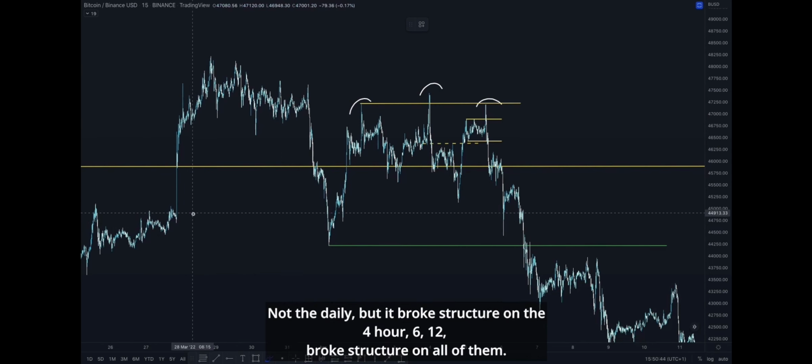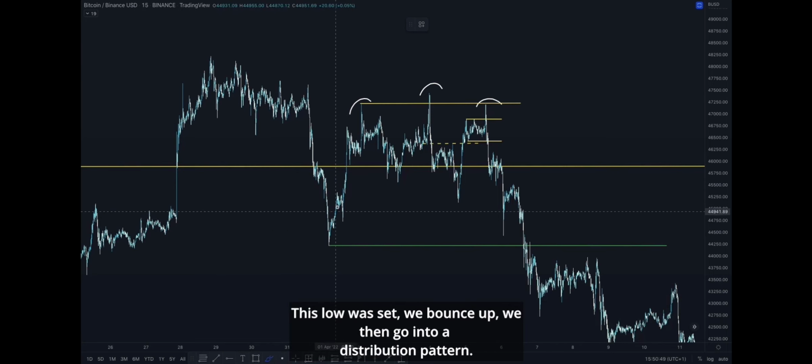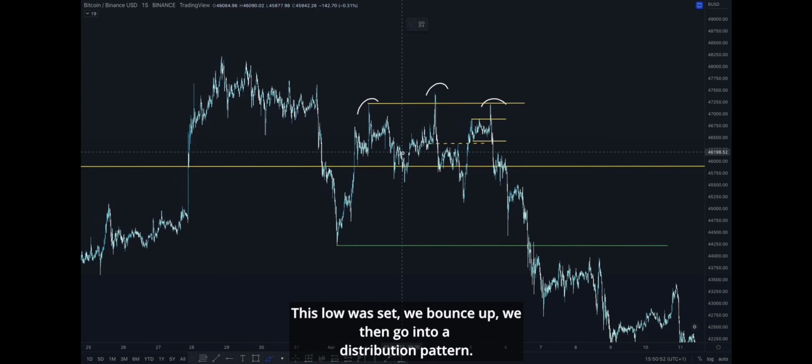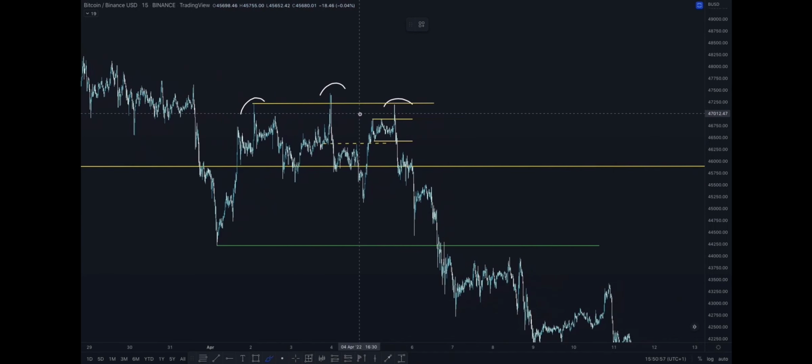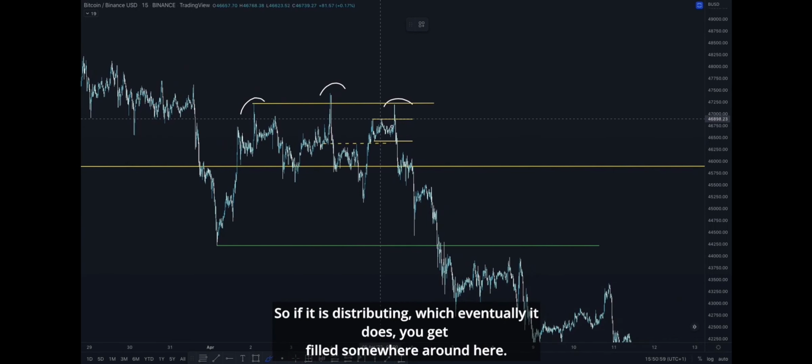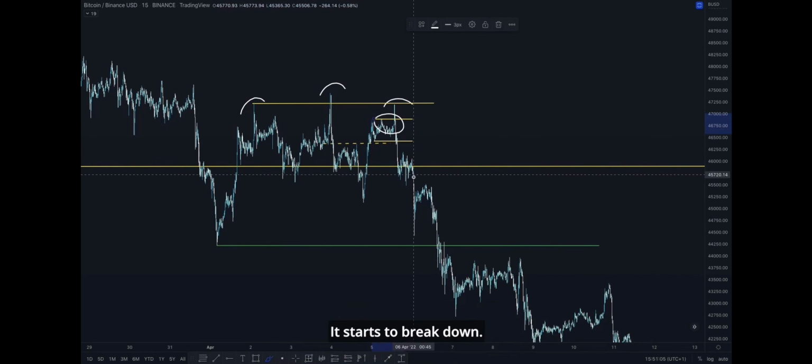Not the daily, but it broke structure on the 4-hour, 6, 12, broke structure on all of them. This low was set. We bounce up. We then go into a distribution pattern, which we've talked about. Shoulder, head, shoulder, over, under, whatever you want to call it. So if it is distributing, which eventually it does, you get filled somewhere around here, it starts to break down. Where are you going to target?